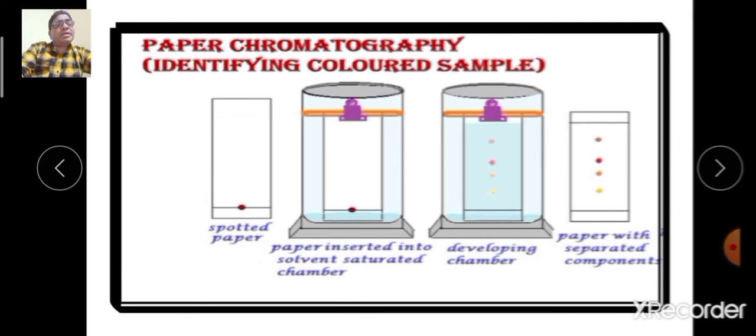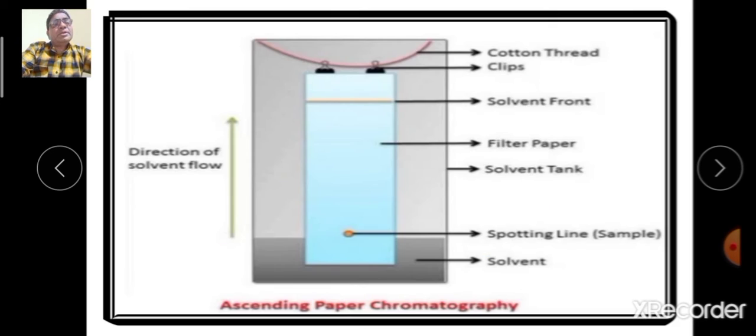The solvent is rising through the paper, which is clear in the next diagram. Here, the direction of the solvent is upward due to capillary action, and hence this type of paper chromatography is termed ascending paper chromatography. The solvent is kept at the bottom, the paper is hung. The solvent passes through the spotting line through the paper and reaches the required distance. The paper is hung using thread and clip.